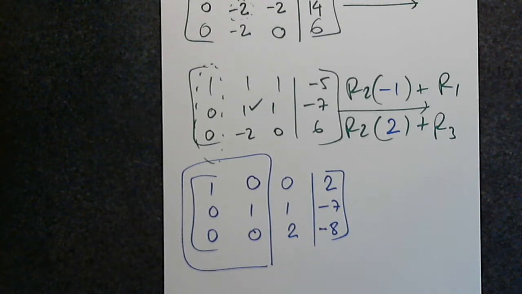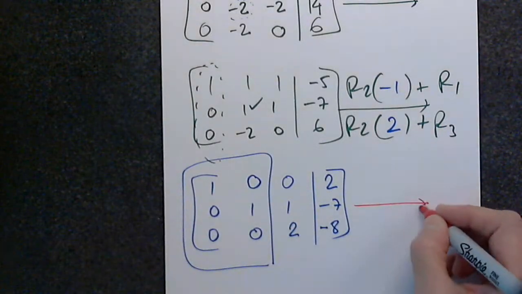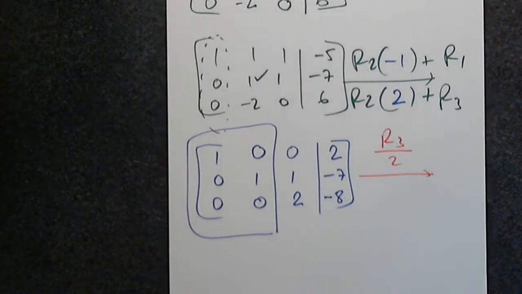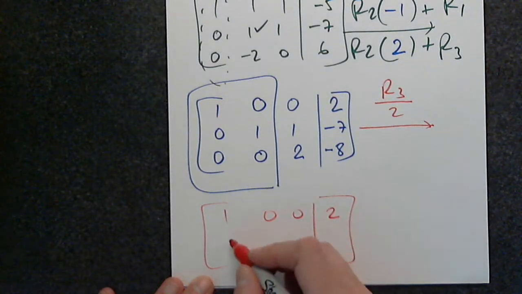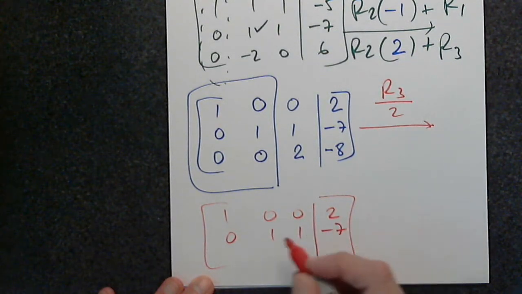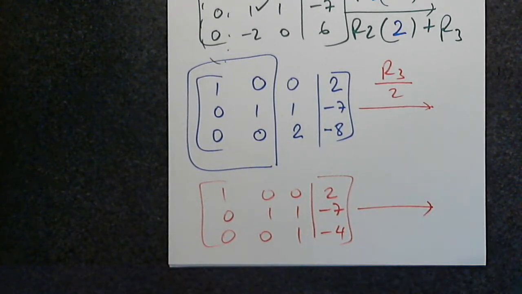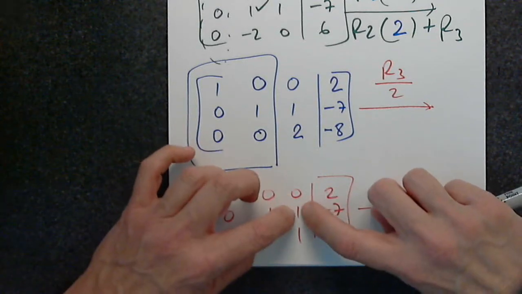What do I do next? Without which I can't continue. Yes, I need a 1 here. Obviously, I have no choice. I have to divide row 3 by 2. So 1, 0, 0, 2, 0, 1, 1, negative 7, 0, 0, 1, negative 4. I have only 1 step because lucky me, I got a 0 here. I only have to worry about this number.